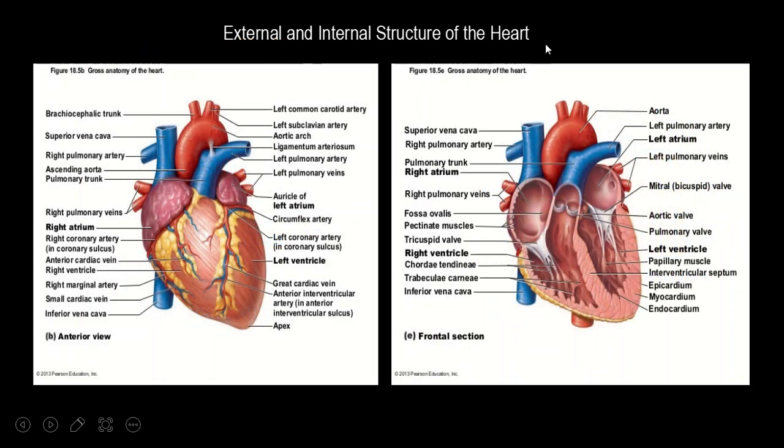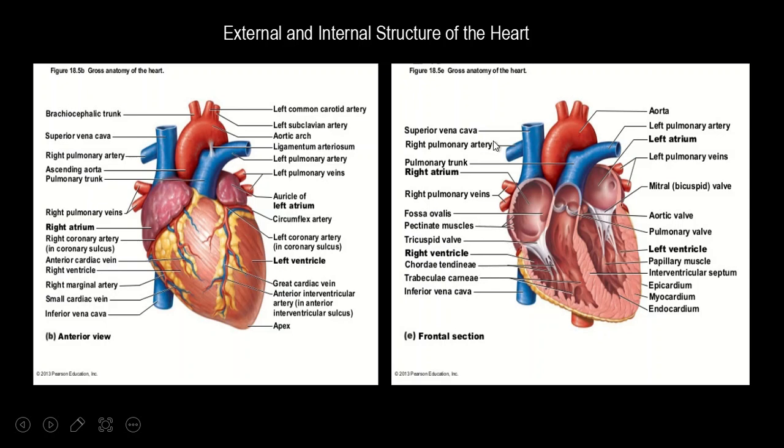So this is the external and internal structure of the heart. This is the external structure of the heart, and this is the internal structure of the heart. We have the superior vena cava, inferior vena cava, here the right atrium, here the right ventricle, here the left ventricle, the right atrium. This is the aorta, the ascending aorta. We have the aortic arch, like an arch, and this is the pulmonary artery. This is the left pulmonary artery, this is the right pulmonary artery, and these are the pulmonary veins, right pulmonary veins, left pulmonary veins.